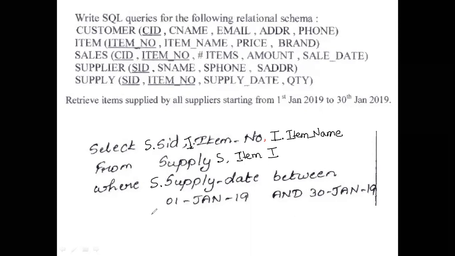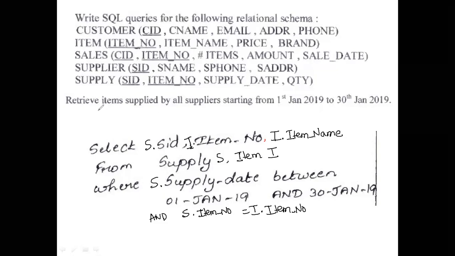So additionally, the other condition, the join condition, we can mention like this. S dot item number is equal to I dot item number. Okay. So this is the full query which we can write, where we will get the item name also. If we just use a single table, it will not be possible to get the item name.